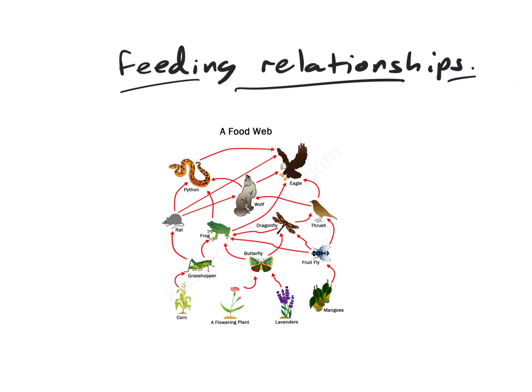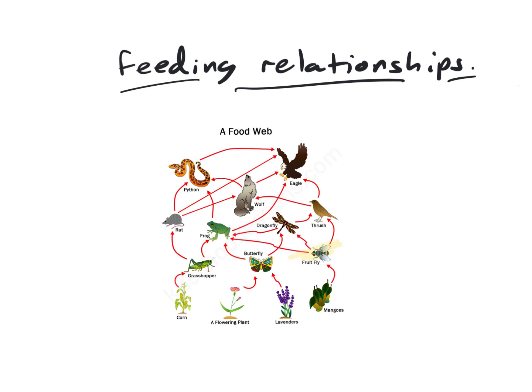However, very rarely do living organisms only eat one thing. So rather than using a food chain, we use a food web. This shows us a bit more of what's going on. For example, the fruit fly won't just be eaten by a thrush, it'll be eaten by a dragonfly, and it could also be eaten by a frog. The butterfly can be eaten by a dragonfly and a frog as well. So you've got multiple food chains going on. This is what I mean by interdependence. Everything depends on each other in an ecosystem. This is why it's so difficult if you were to, say, remove one organism from this.